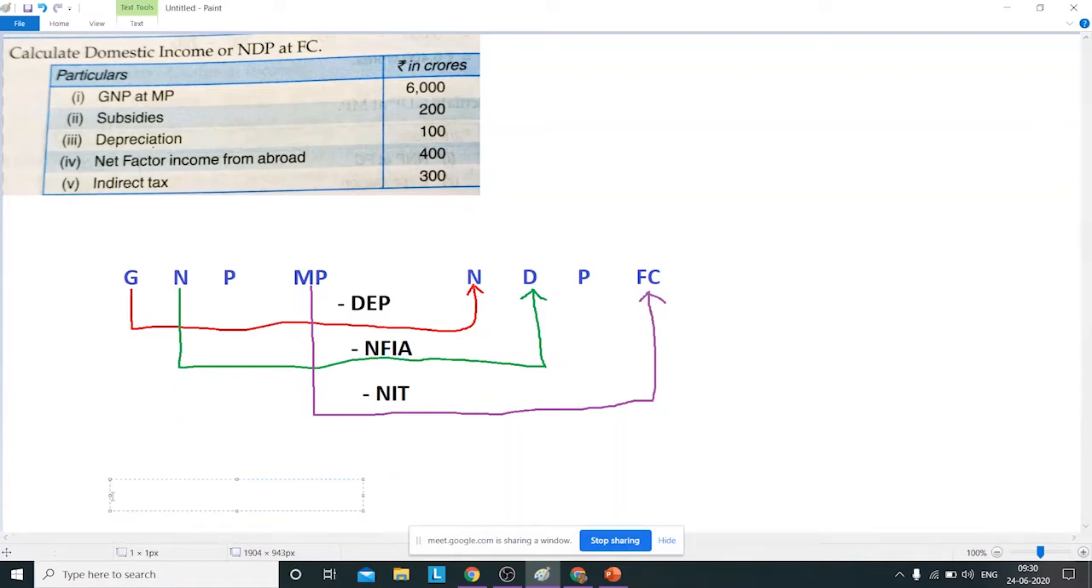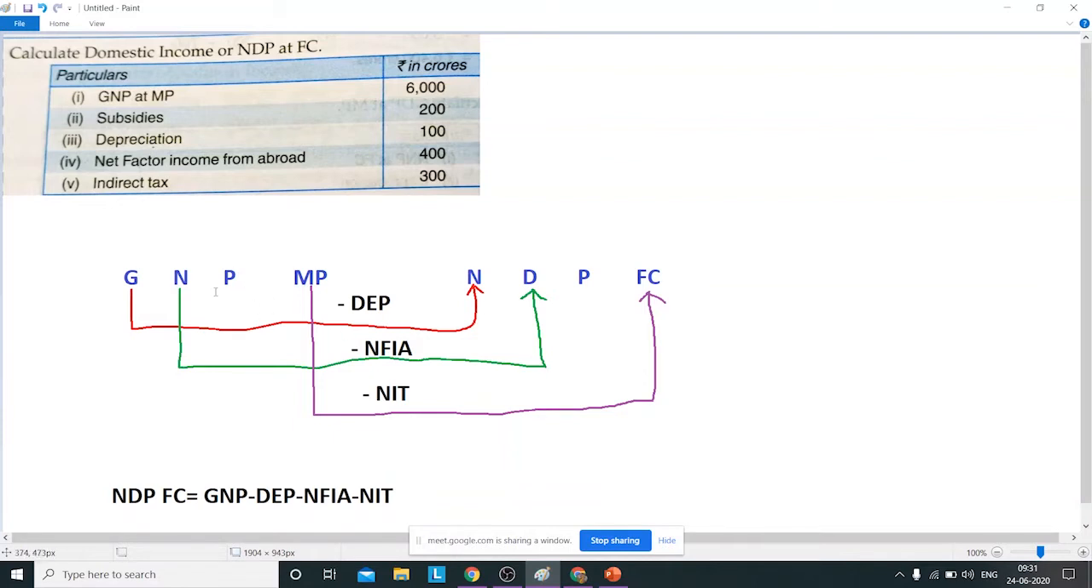So now I have the formula with me. So I'll write the formula as NDP FC is equal to, here I am having GNP MP with me, right? So GNP MP, then minus depreciation, then again here minus NFIA, right? So minus NFIA, then again here minus NIT, that also I have to write. So minus NIT. So this way I have to find out the formula, right? Is it clear how I arrive at NDP FC from GNP MP? So GNP MP minus depreciation. Here MP has got deleted. You write that also. GNP MP minus depreciation minus NFIA minus NIT. So this way you have to find out the formula.